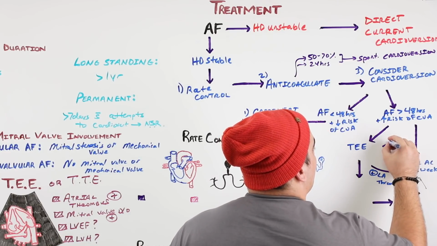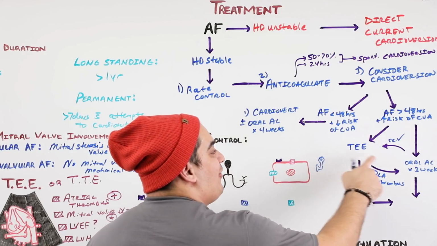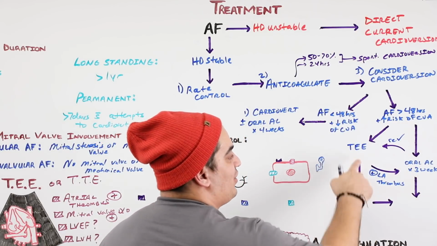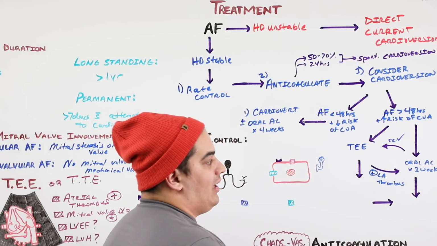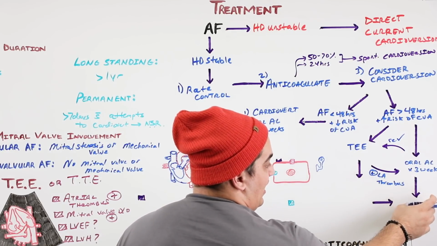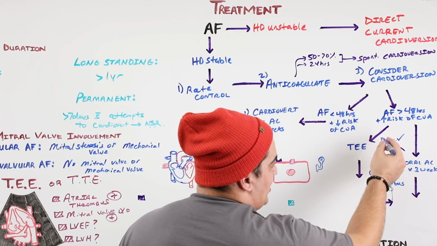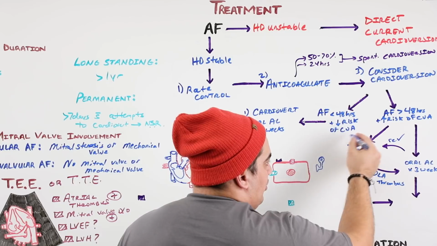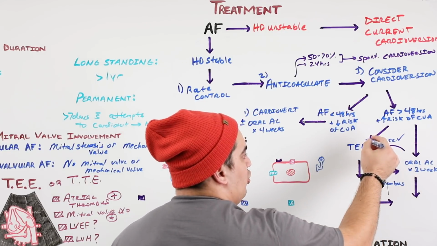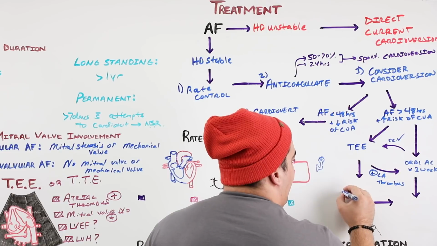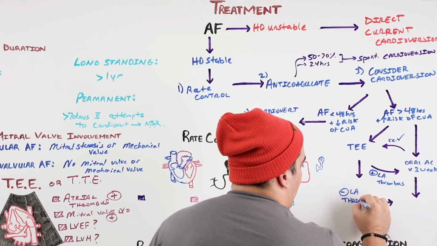What I can do is recheck their TEE after those 3 weeks and see, is there still a left atrial thrombus? Because if there is, then I might have to anticoagulate them a little bit longer or move to this next step. But let's say that you go this way. They have high risk, you get an echo, they have an atrial thrombus, you anticoagulate them for 3 weeks, you recheck their TEE, and then they have no left atrial thrombus anymore.